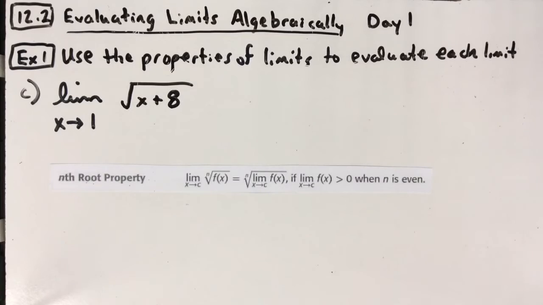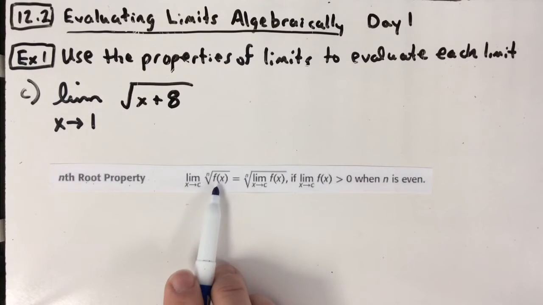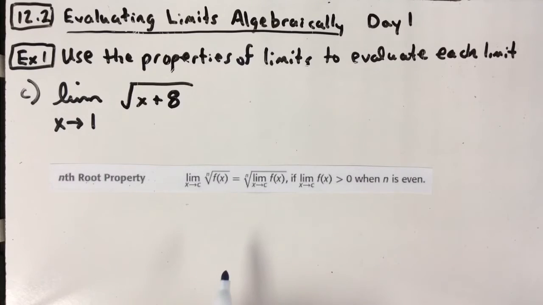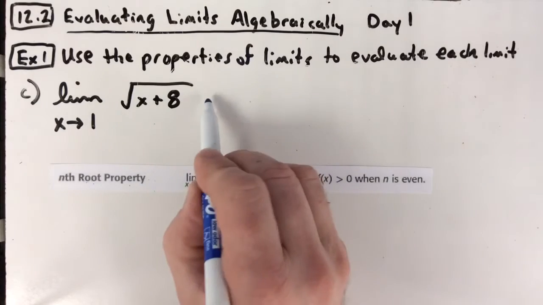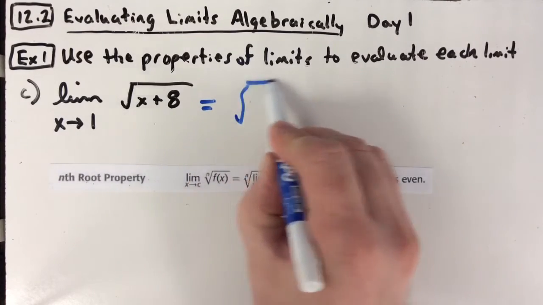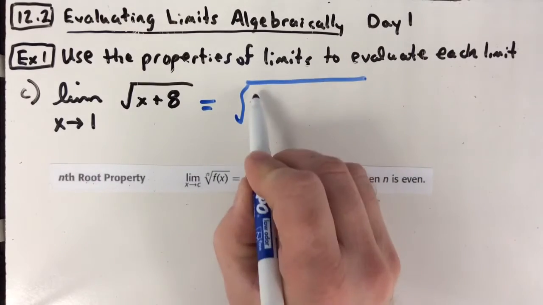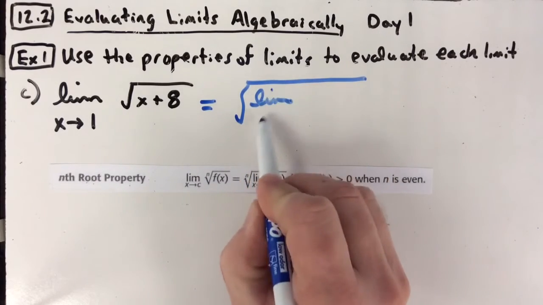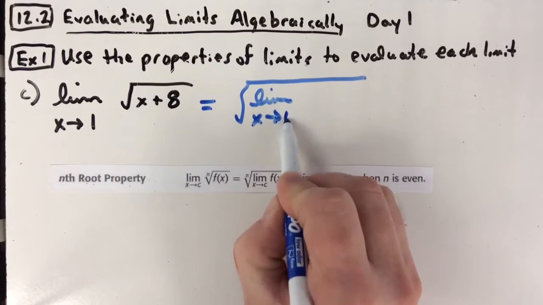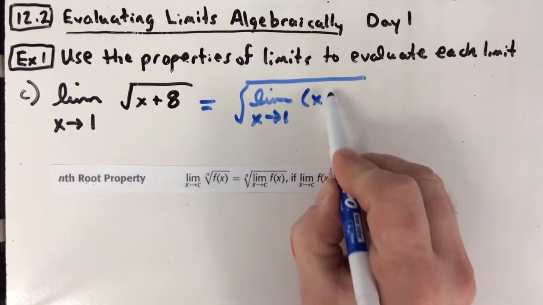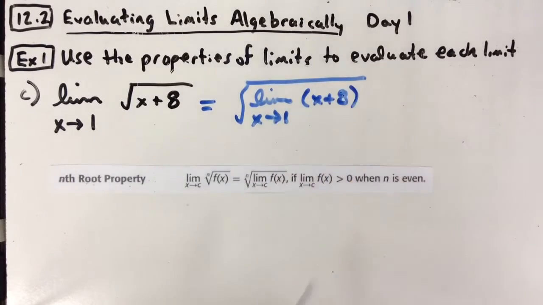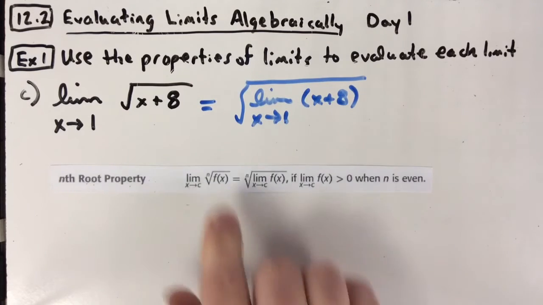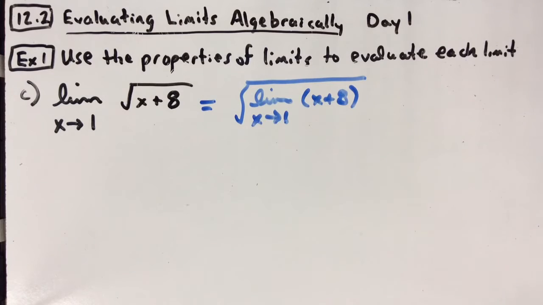So I'm going to take our limit, which was originally here on the outside of our radical, and I'm going to put it on the inside based on what this property is saying. So we're going to have a large square root, and inside now I'm going to have the limit as x approaches 1 of x plus 8. So that's using the nth root property to do that step.